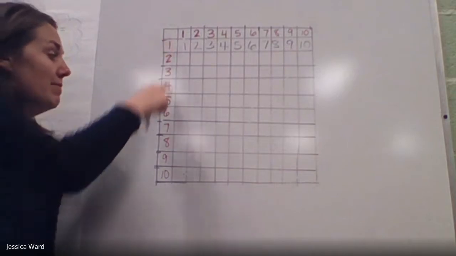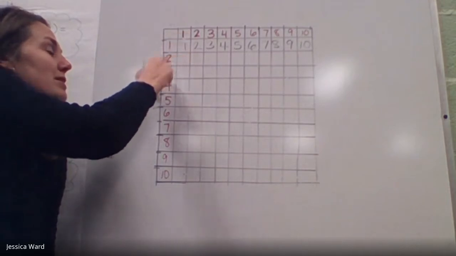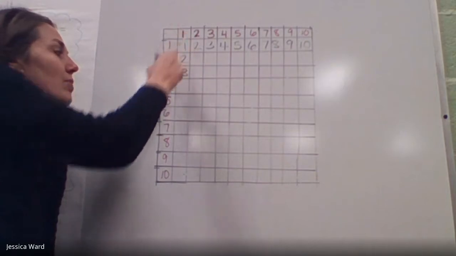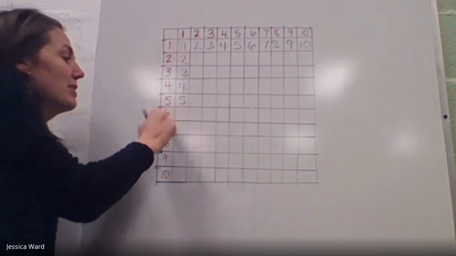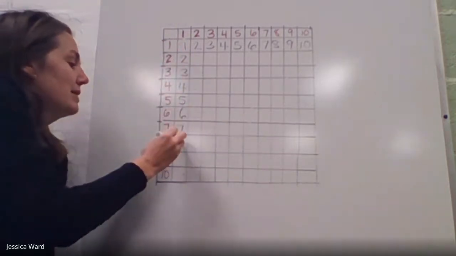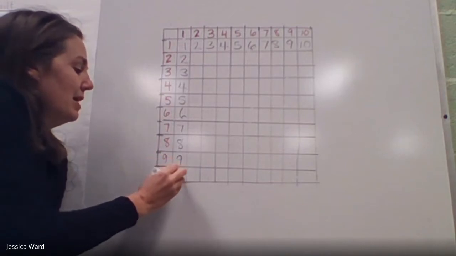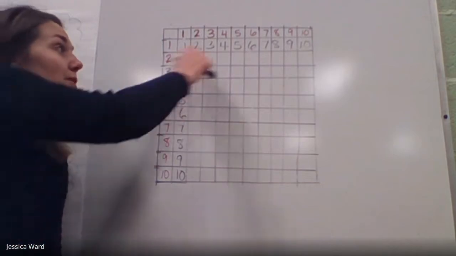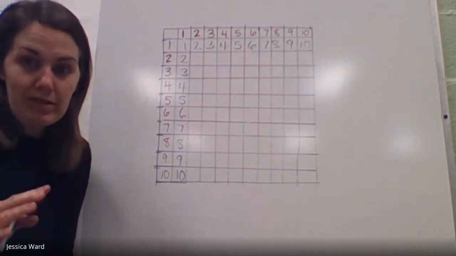Now I'm going to do the same thing down the side. I still have 1 times 1 is 1. Now I'm going to go down: 1 times 2 is 2. 1 times 3 is 3. 1 times 4 is 4. 1 times 5 is 5. 1 times 6 is 6. 1 times 7 is 7. 1 times 8 is 8. 1 times 9 is 9, and 1 times 10 is 10. So far, we've filled in one column and one row with our 1 stack. So we know all of our 1 stacks.